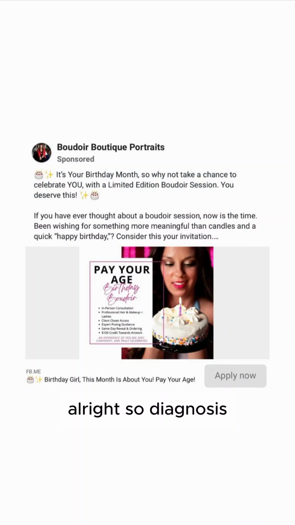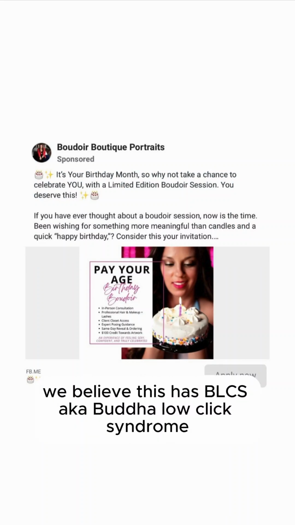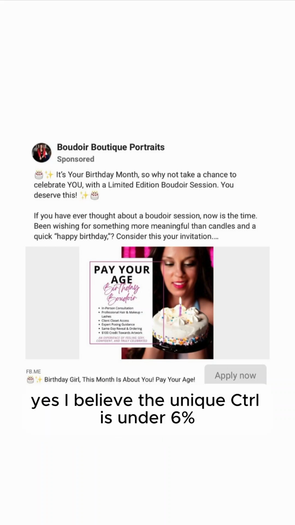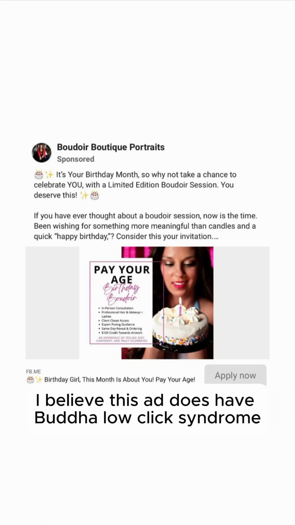All right, so diagnosis, do we believe this has BLCS, aka boudoir low click syndrome? Yes, I believe the unique CTR is under 6%. Therefore, I believe this ad does have boudoir low click syndrome.